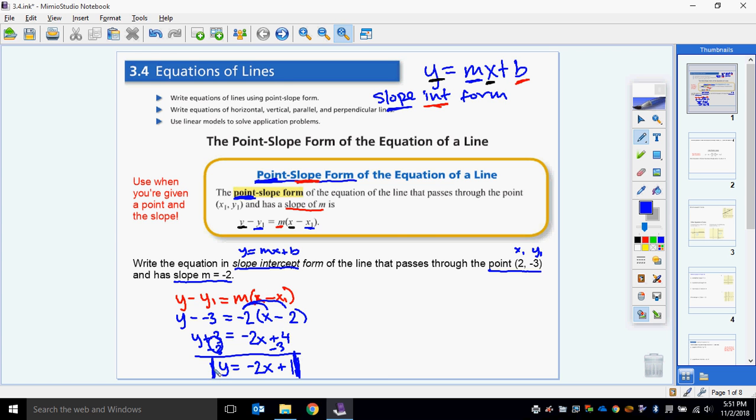This is slope-intercept form. Okay, so this line up here, we put it in point-slope form because we were given a point and a slope. And this is our ending form. It wanted it in slope-intercept form. If it would have said just put this in point-slope form, we would have been done at step 2. We plugged in the numbers, done. But it said it wanted it in slope-intercept form, so we had to solve for y. And we got y equals -2x plus 1.